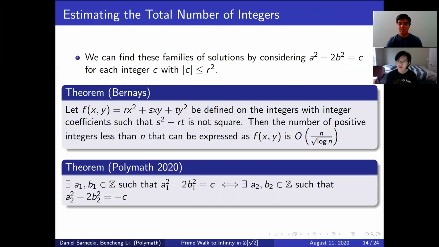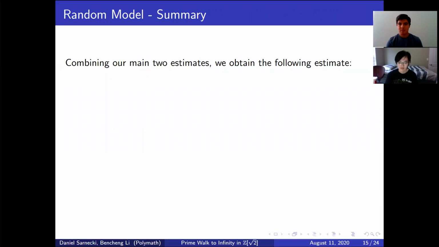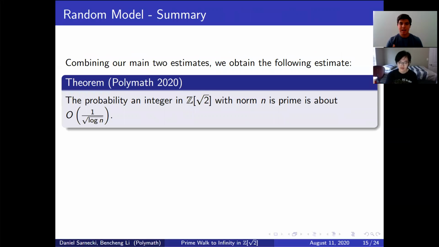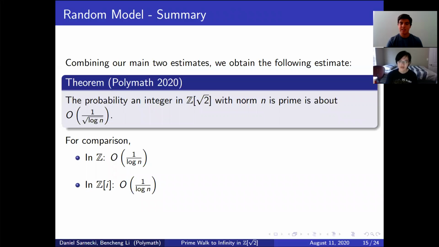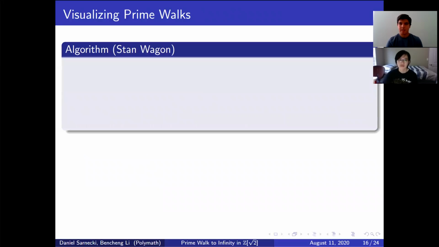This just multiplies the norm by negative 1. So as a summary of this random model, we're combining our two estimates and we obtain the following probability estimate: the probability that an integer in Z[√2] with norm n is prime is on the order of 1 divided by the square root of log n. By comparison, in Z[i], you see that this probability is 1 divided by log n. So this differs a little bit from Z[√2].